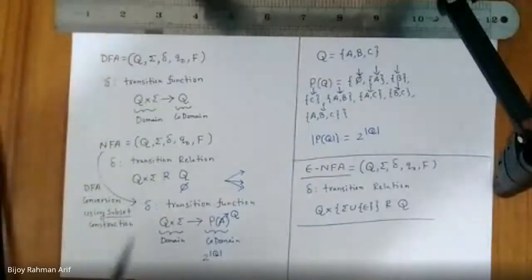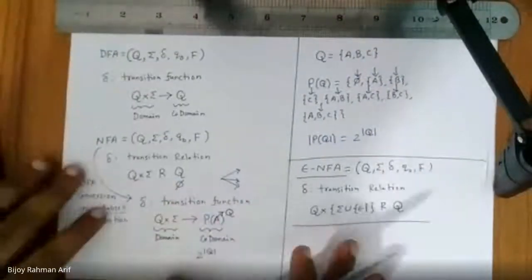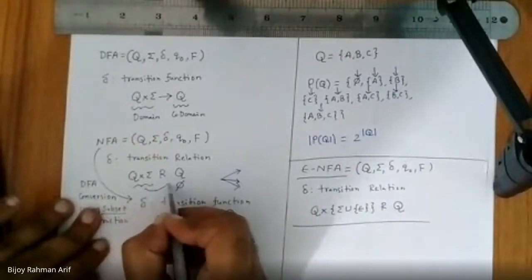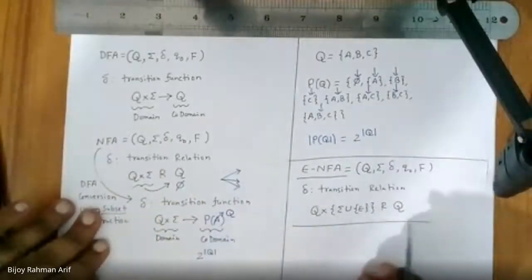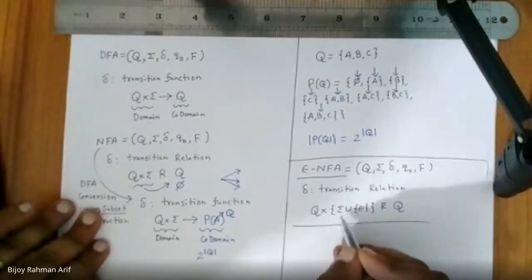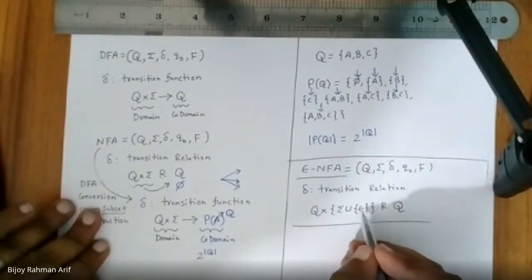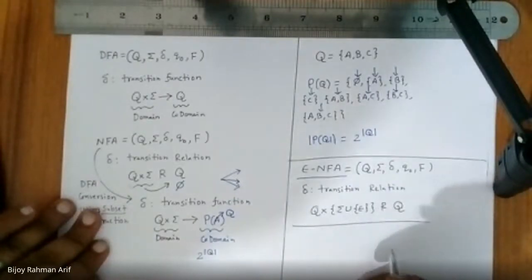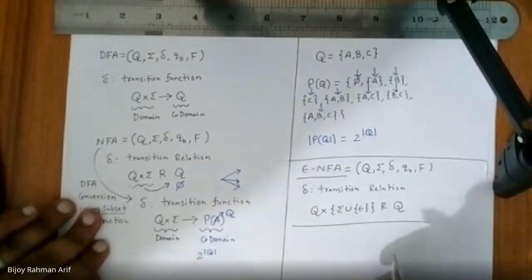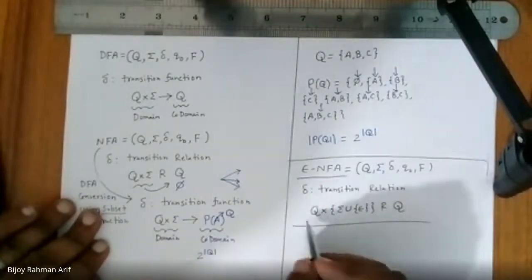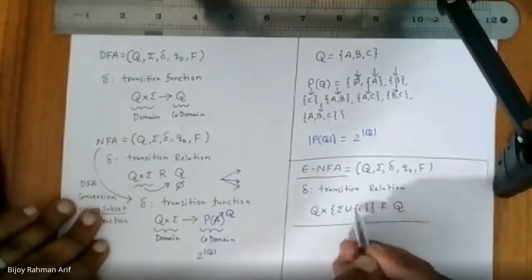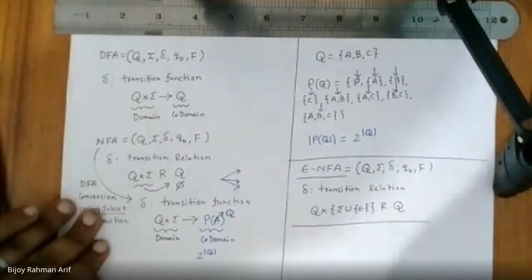In normal NFA, we are related with Q cross sigma with Q. But in epsilon NFA, not only the input alphabet, we have added another special thing, which is nothing but epsilon. And the whole left-hand side depends on Q cross sigma union epsilon. It is related to Q.